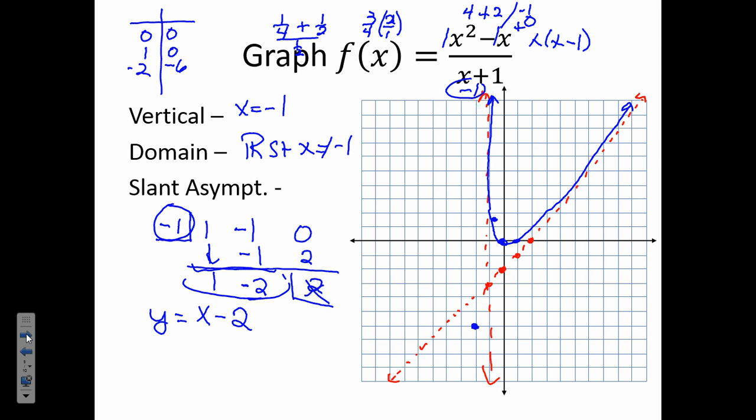You want to try 7? Or try negative 3? Or are you okay with this? Going like so. And like so. Very good. That's a slant asymptote.